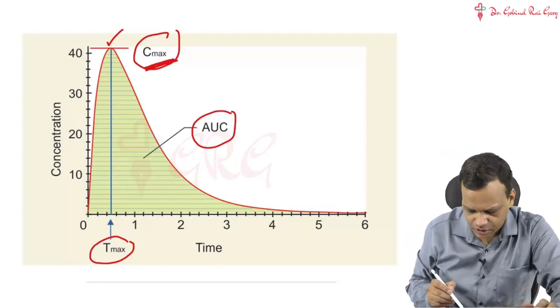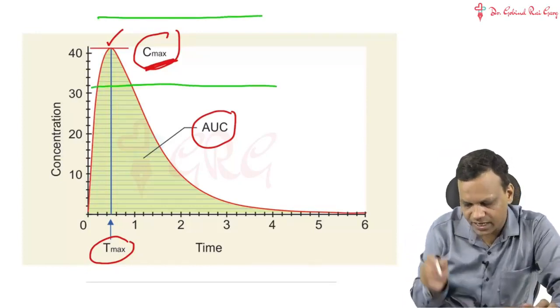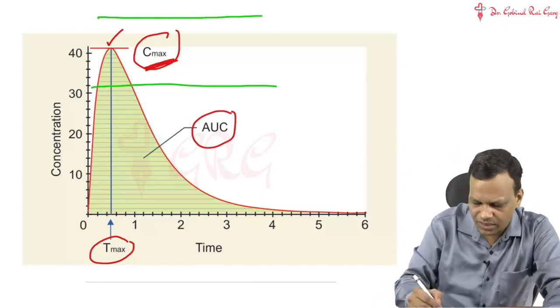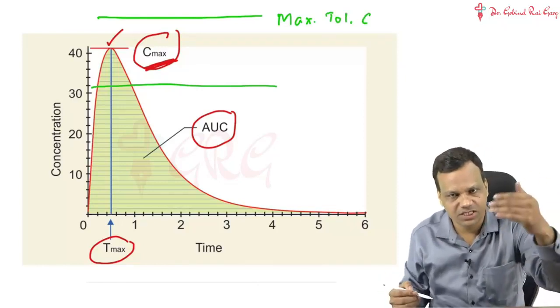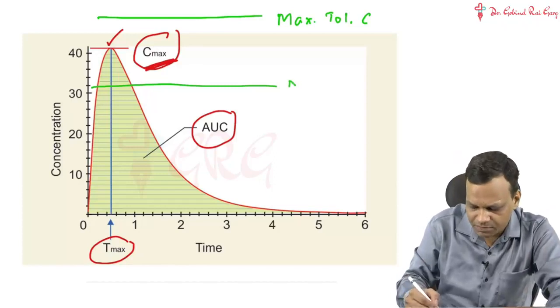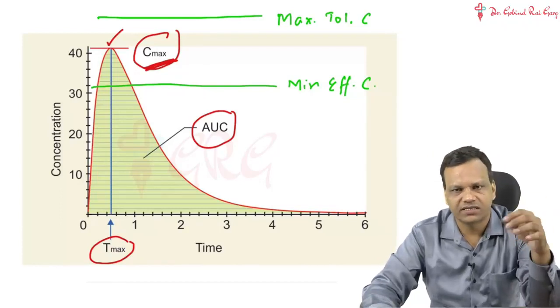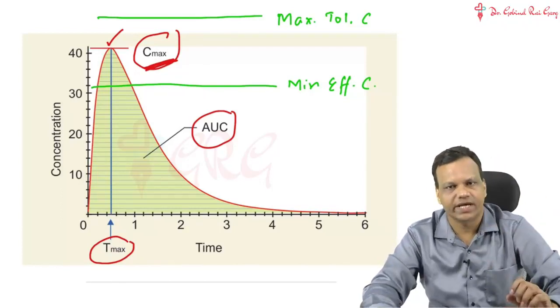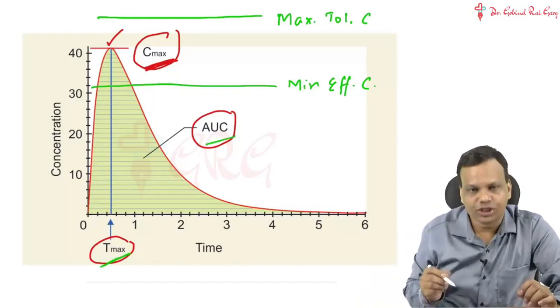So, we will give such a dose that the Cmax lies between two lines. This is known as the maximum tolerable concentration. Obviously, the concentration must be less than which can be intolerable, and this is the minimum effective concentration. So, the dose should be chosen in such a way that the Cmax lies between these two lines. Clear? More important are Tmax and AUC.